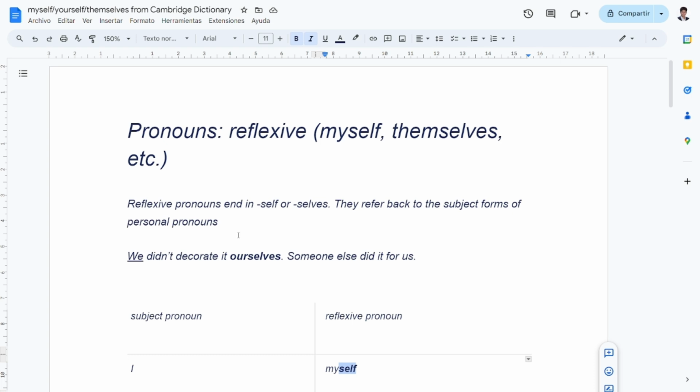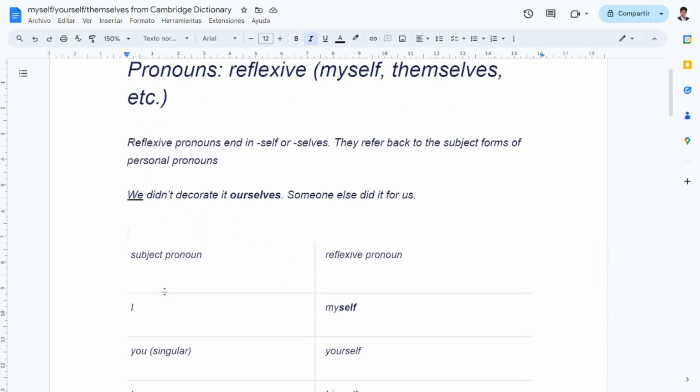So what is the concept of reflexive pronouns? A reflexive pronoun, like its name says, is a pronoun, but it ends in self or selves. Basically, they refer back to the subject form of the personal pronoun. For example, we didn't decorate it ourselves, someone else did it for us, right? This part is the reflexive pronoun. Basically, reflexive pronouns make reference to the subject, right?